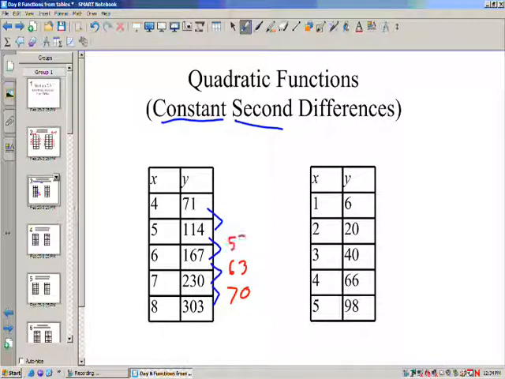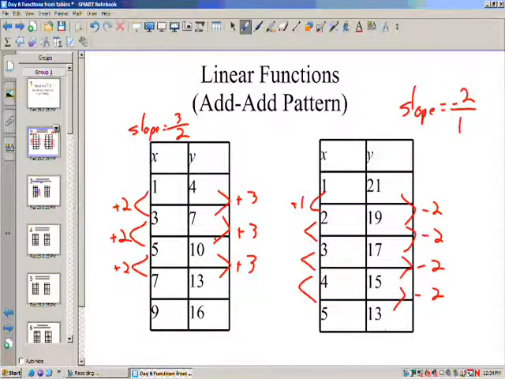Now I made a mistake. This was actually supposed to be 73. I just put 70 down. And then this will be 43. Now, these are not the same number. Like in linears, those are all the same number.